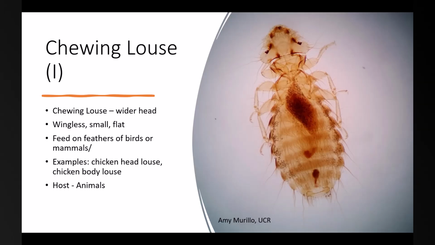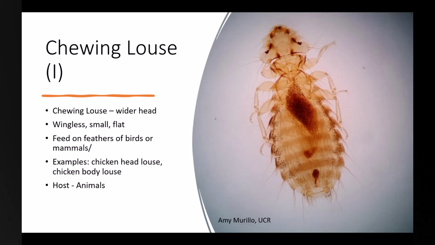Most chewing lice are feeding on the feathers of birds, or they're feeding on the hair. They're found on the feathers of birds, but they're also chewing on the hair or skin of mammals. So the host for these is just a general term, animals.